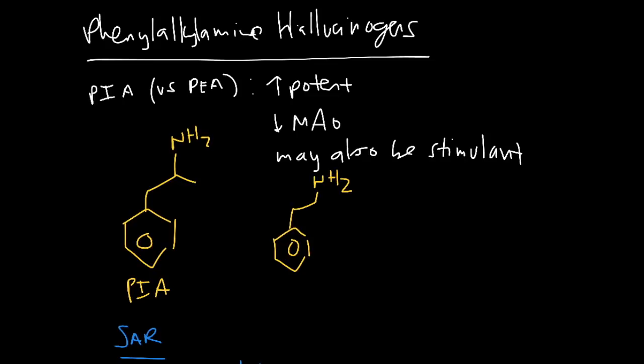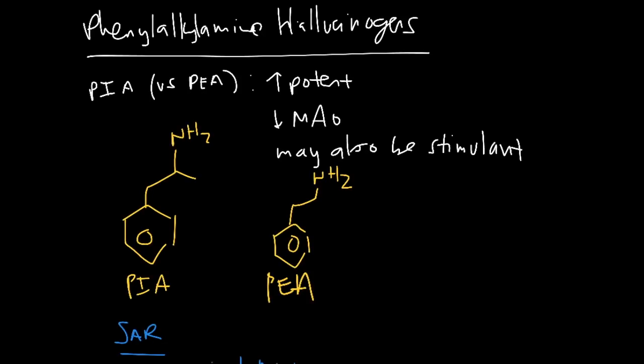Okay, so now let's talk about your phenylalkylamine hallucinogens. So your PIAs, or your phenylisopropylamines, compared to your phenylethylamines, or your PEAs, are more potent, have less metabolism by MAO, and may also be stimulants. So I'll show you here again your PIAs and your PEAs. Your PIAs on the left are more potent than your PEAs, are less susceptible to MAO oxidation, and may also be stimulants.